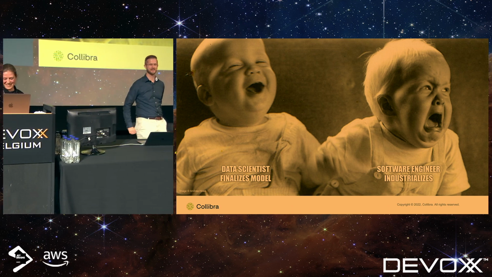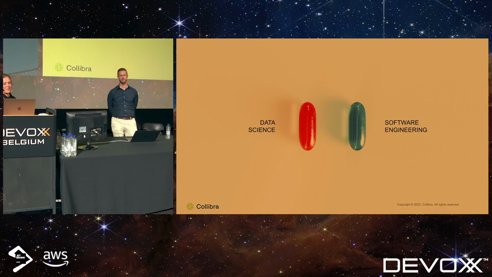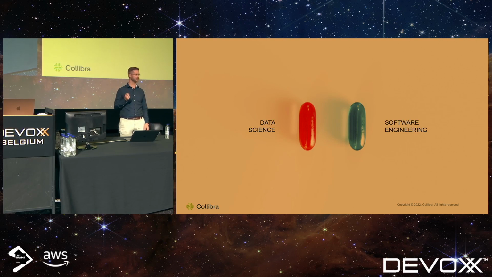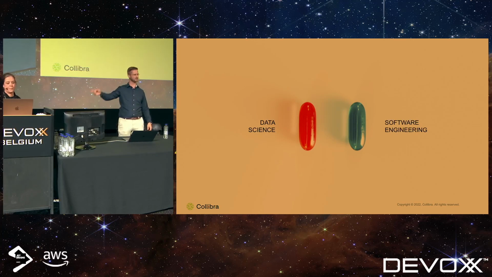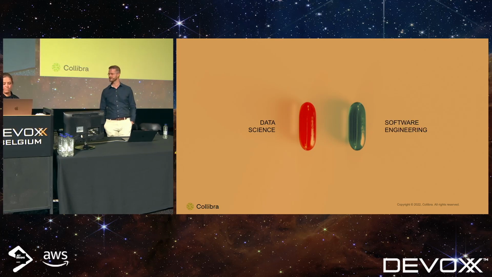All jokes aside, we'll try to keep these two perspectives in mind. We'll first jump into the data science side a little bit, and we'll interject some engineering remarks there. And in the middle of the presentation, we'll jump all the way back into the engineering side. So, let's get started.